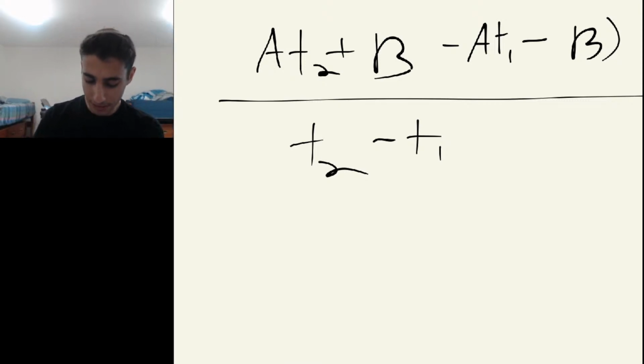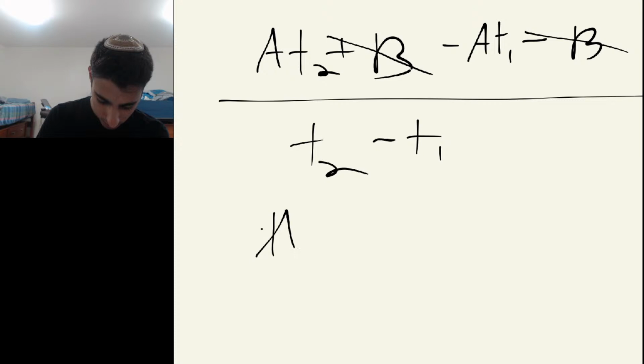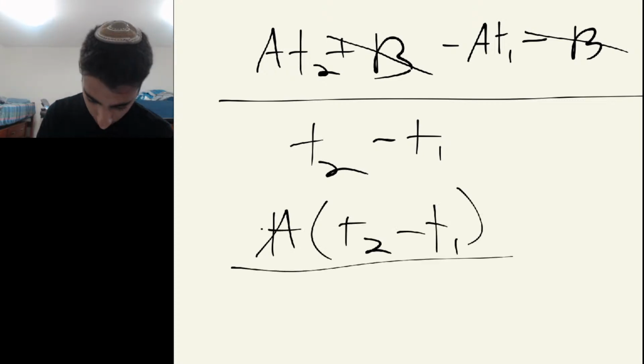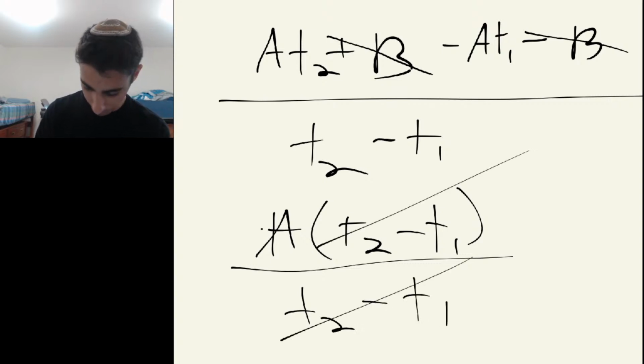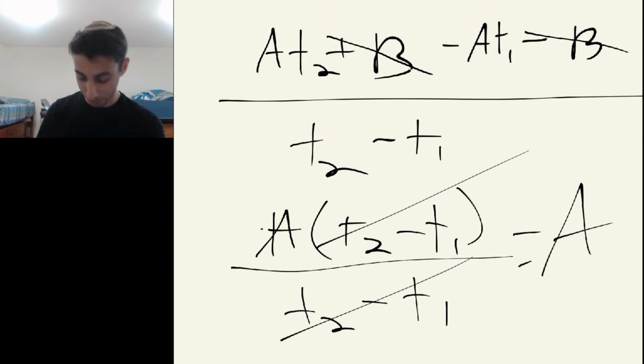So your velocity doesn't care about your starting position, which means that the b's will cancel. And notice that the b's do in fact cancel. And then we could get the a out, because the a is a common thing. So we'll have a times t sub 2 minus t sub 1 over t sub 2 minus t sub 1. And these will cancel, and we'll be left with a. So the velocity is a, or the average velocity between two times is a.